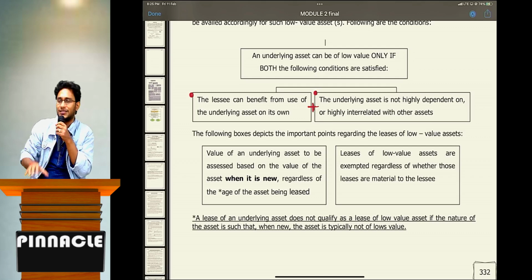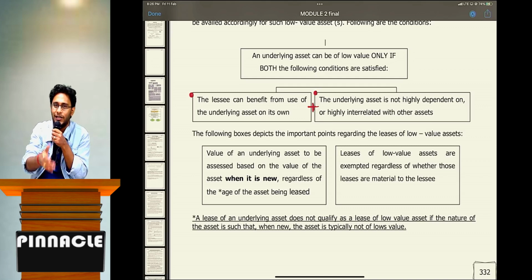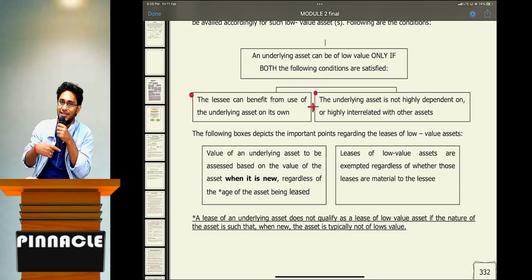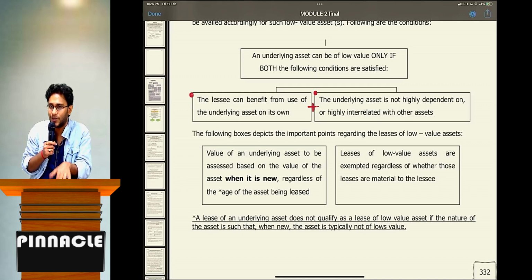So I took this car, sir. Now I am saying that the car is 15 years old, cheap, a low value item. I will not apply the standard general principle. Whatever lease rents I am paying, I will throw into the P&L account. I want to claim this exemption. The standard says, is it a low value asset now? Whether it is low value or not, you should not check now. You should check when the asset was new.